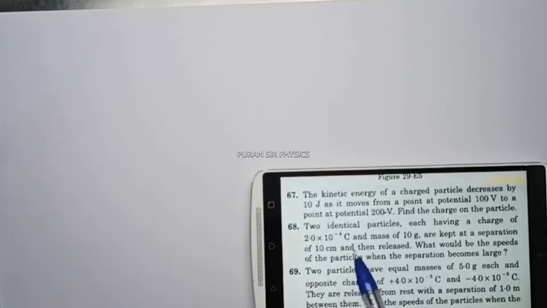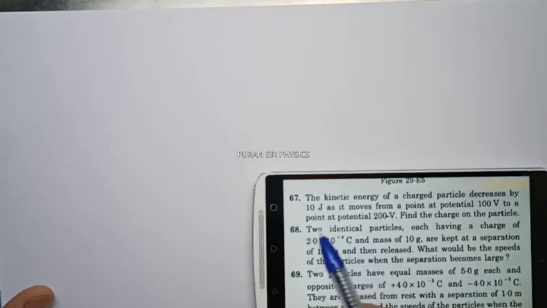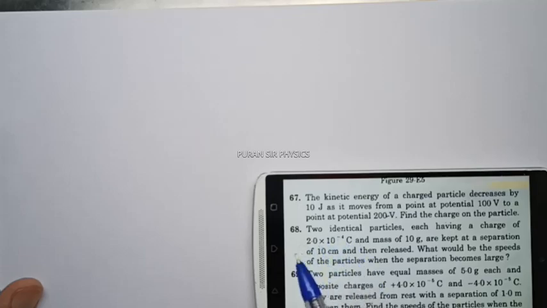In question number 68, two identical particles, each having a charge of 2 into 10 raised to the power minus 4 coulomb and mass 10 grams, are kept at a separation of 10 centimeter and then released. What should be the speed of the particles when the separation becomes large? So the two particles are of the same nature, both are positive, so there will be a force of repulsion. So they will repel each other. So their electric potential energy decreases and their kinetic energy will increase.